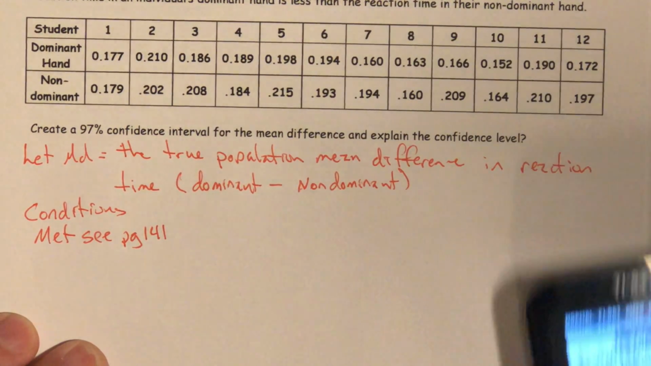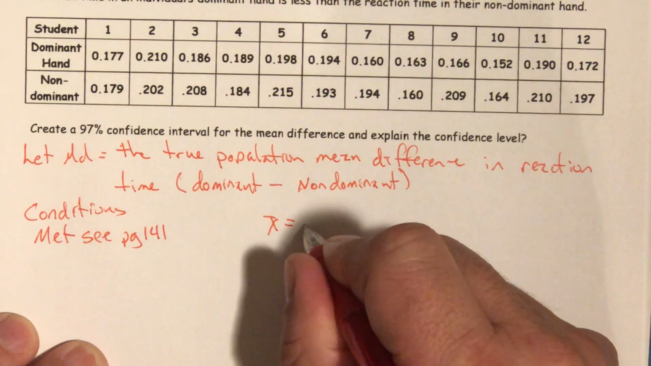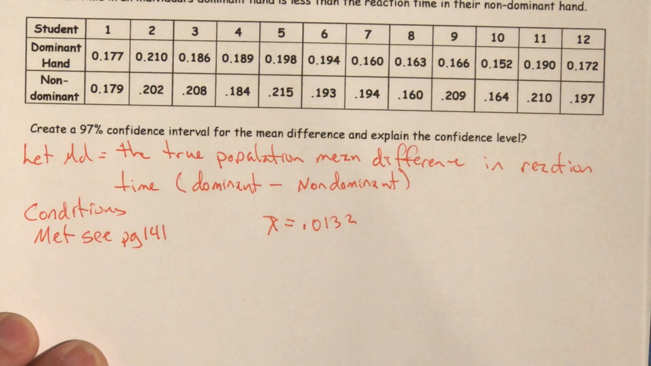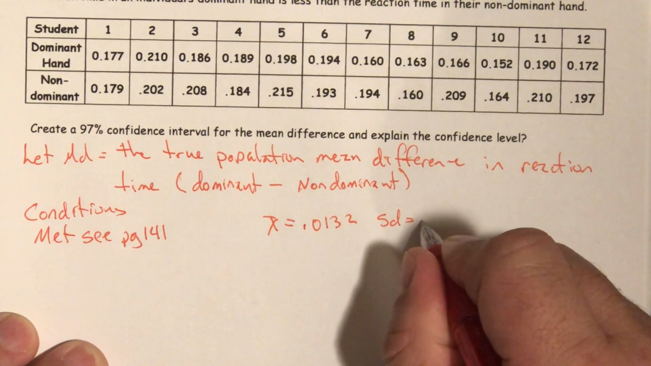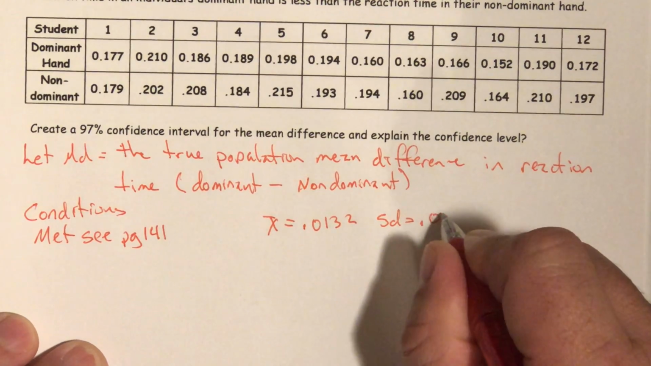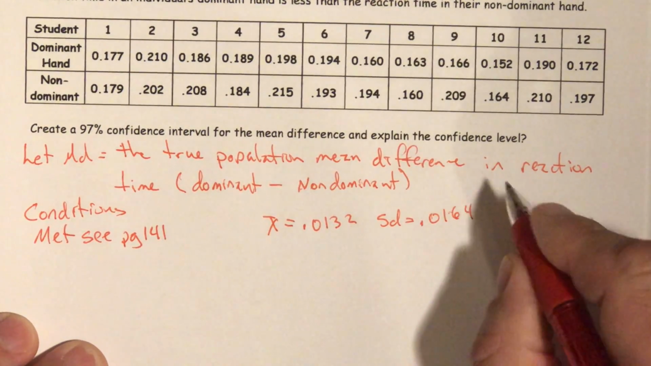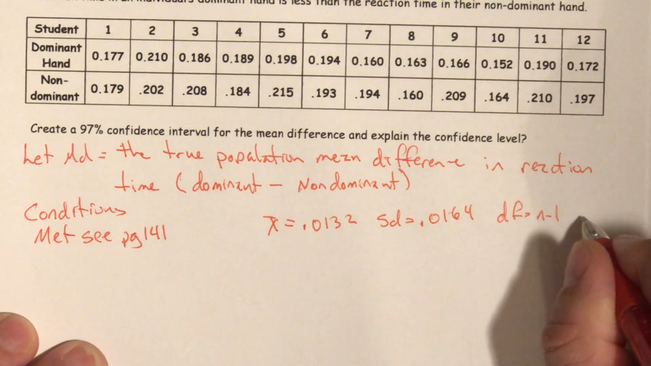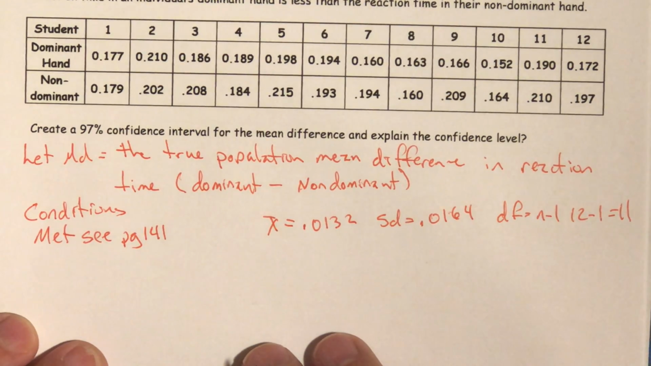We find x bar equals 0.0132, and we also find the standard deviation of the sample is 0.0164. We need our degrees of freedom, which is n minus 1, or 12 minus 1, which is 11. So we have 11 degrees of freedom.